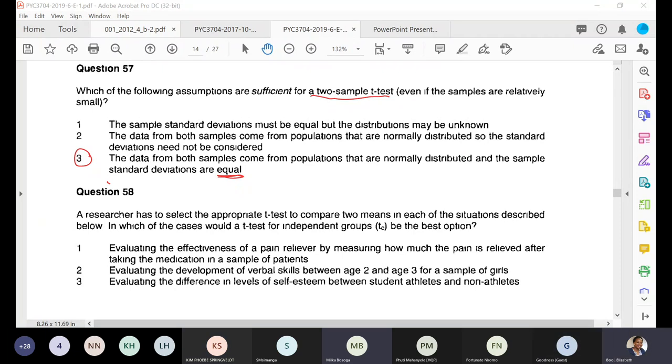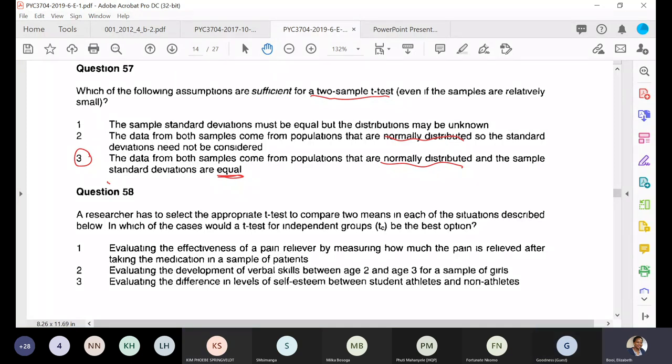So when I just see this word alone, unknown, yes, that is true. So for the t-test, the population standard deviation needs to be unknown, only the population standard deviation, and your distribution can be from a population that is normally distributed. So this is correct in terms of what they are saying there. What I'm not sure about is statement number one, because it is unclear: it says the sample standard deviation must be equal, but the distribution must be unknown, which is very confusing as it is.